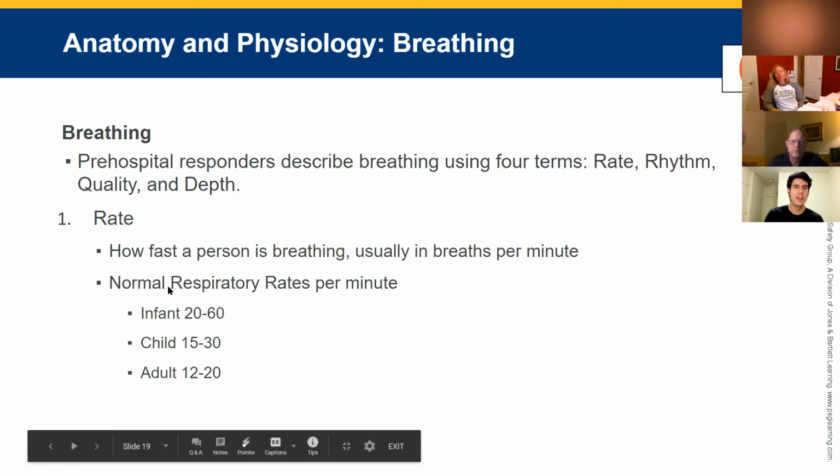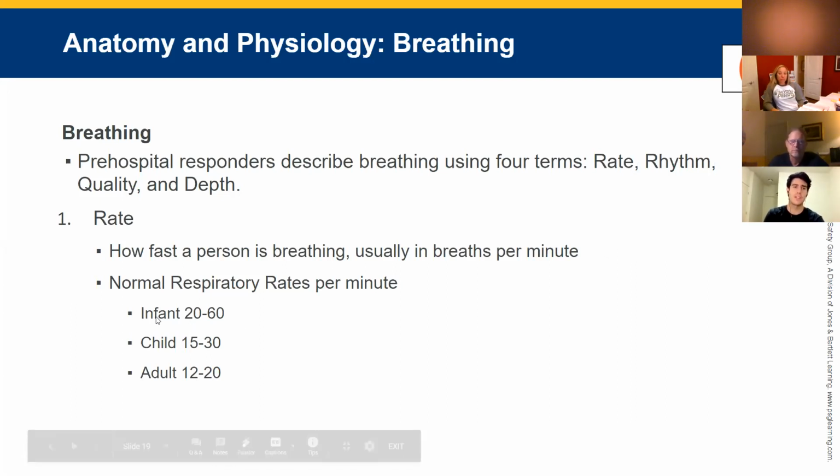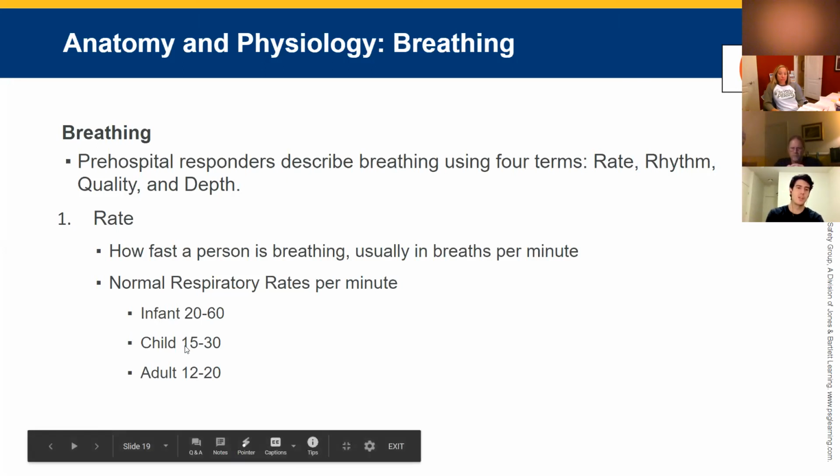All right. And these are normal respiratory rates. So infants can breathe very fast. If you watch them, you can start to get nervous because you're like, is this normal? And yes, it is normal. They breathe really fast. Children too, they can breathe 15 to 30 breaths a minute. Adults, pretty relaxed, 12 to 20. That's going to be a breath every 5 to 3 seconds. So adults should not be breathing that fast.